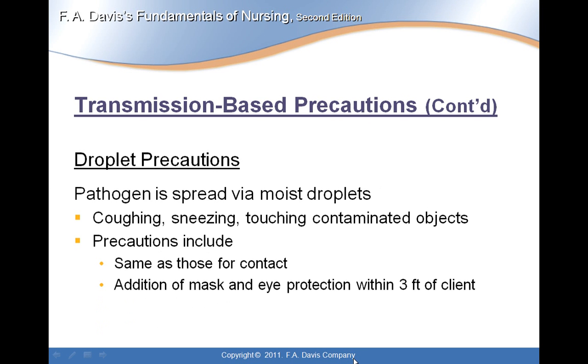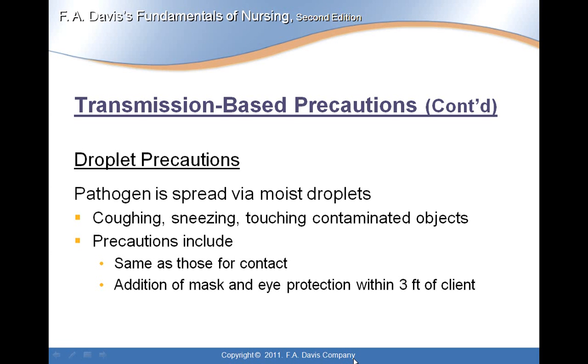Now, with droplet precautions, remember I said there was a difference between droplet precautions and airborne. With droplet, once the person sneezes or coughs out those droplet particles, they're suspended in the air, but then they fall. They hit the floor, they hit the bed, they hit whatever. They do not stay suspended in air. And so it makes sense then, if we have a person that's coughing and sneezing and they're on droplet precautions, we've got to protect ourselves.